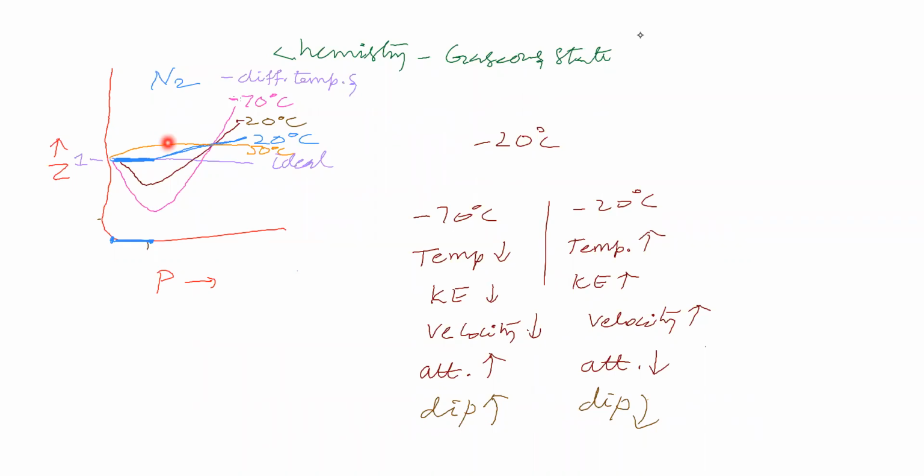If you go on decreasing the temperature, what happens? At 50 degrees Celsius, only positive deviation. At 20 degrees Celsius, Z is 1 at a certain pressure range, then positive deviation. At minus 20 degrees Celsius, Z becomes less than 1 at this pressure range. At minus 70 degrees Celsius, Z is less than 1 at this pressure range. So, by varying temperature, we can change a positive deviation into a negative deviation also.